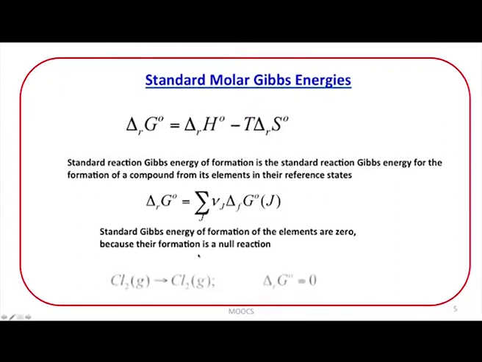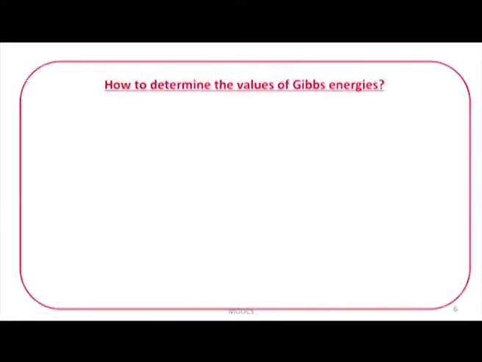Let us take an example. Say I want to know what is the value of standard Gibbs free energy of formation of chlorine gas. The reference state for chlorine gas is chlorine gas itself. Therefore, the overall reaction is chlorine gas going to chlorine gas, and obviously for such type of reaction the reaction Gibbs free energy has to be equal to 0.